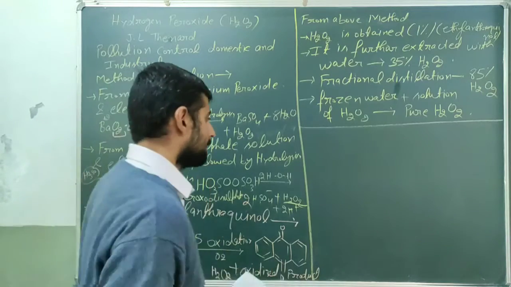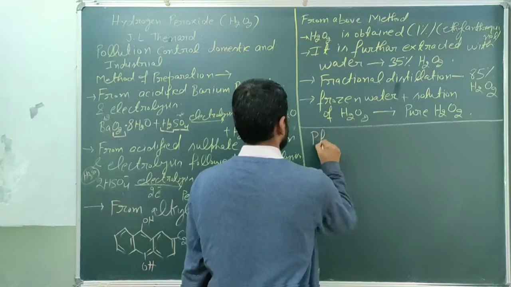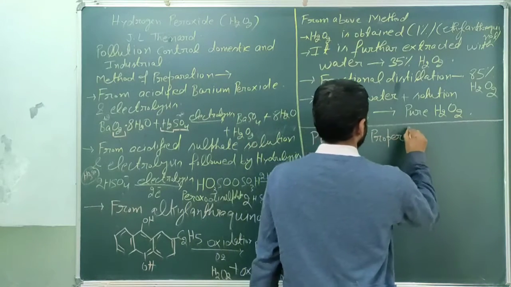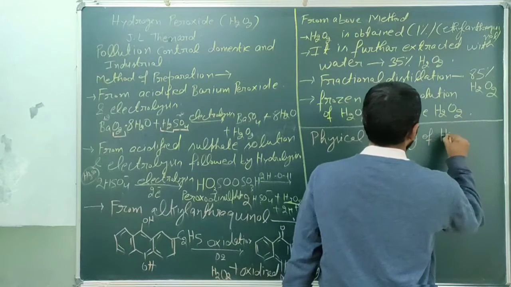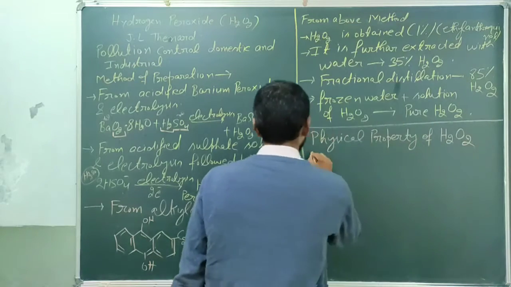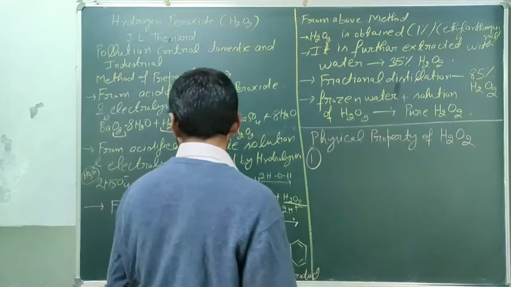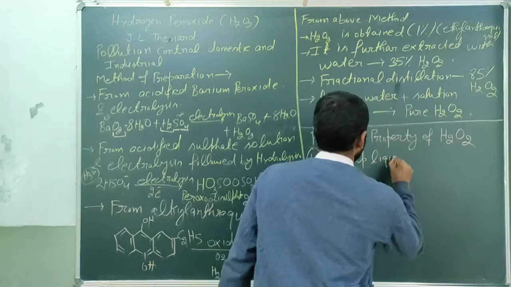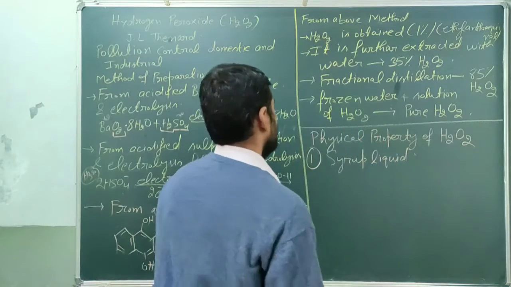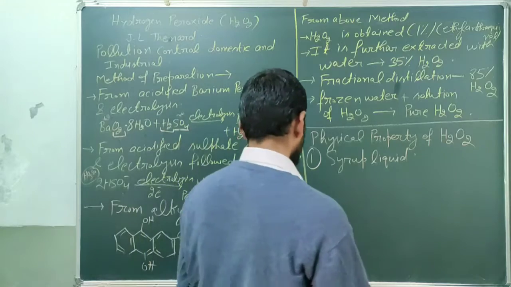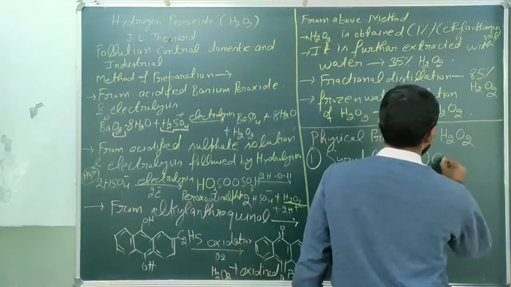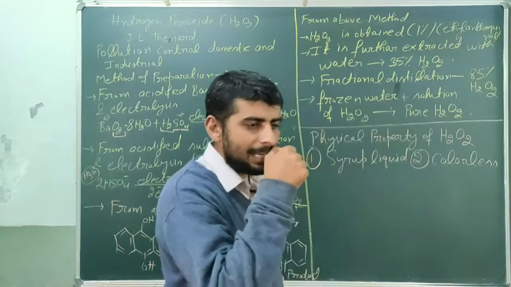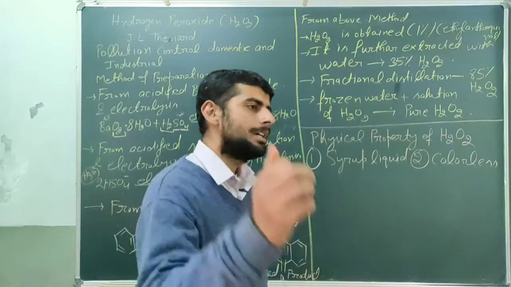Okay, so next, now the physical properties of H2O2. So what are the physical properties of H2O2? First is a syrupy liquid, ठीक है ना, it is like a syrupy liquid. Then second one, it is colorless, and we will see a light blue color.